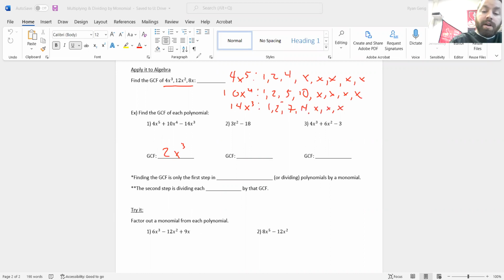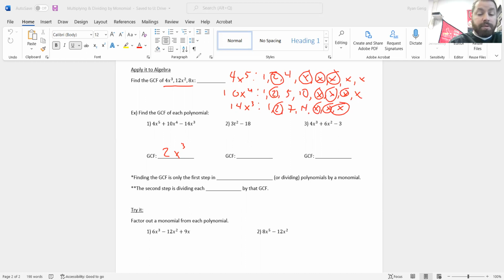Okay, they all have a 2. That's the biggest number they have in common. And then this is what I wanted to show you. They have 1, 2, 3 x's in common. So that's why the GCF is 2 and then xxx, which is x to the third. That's where the GCF comes from.